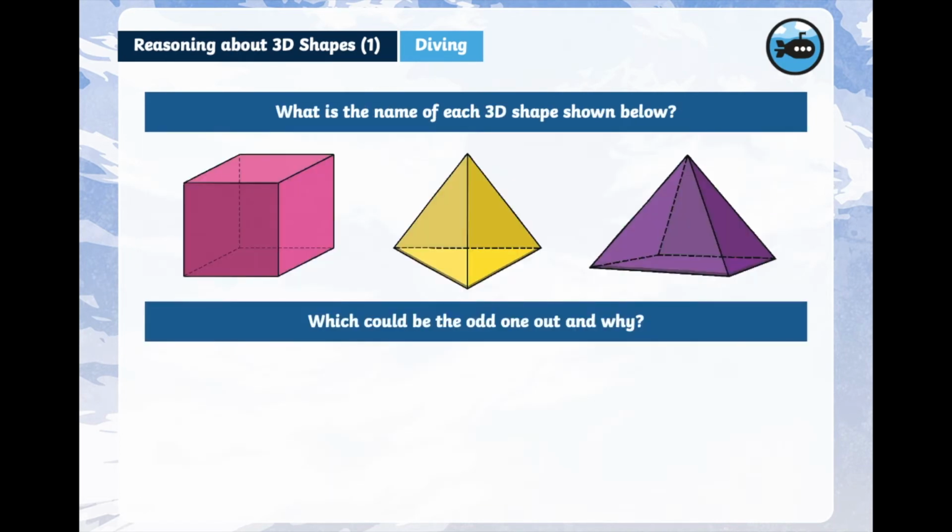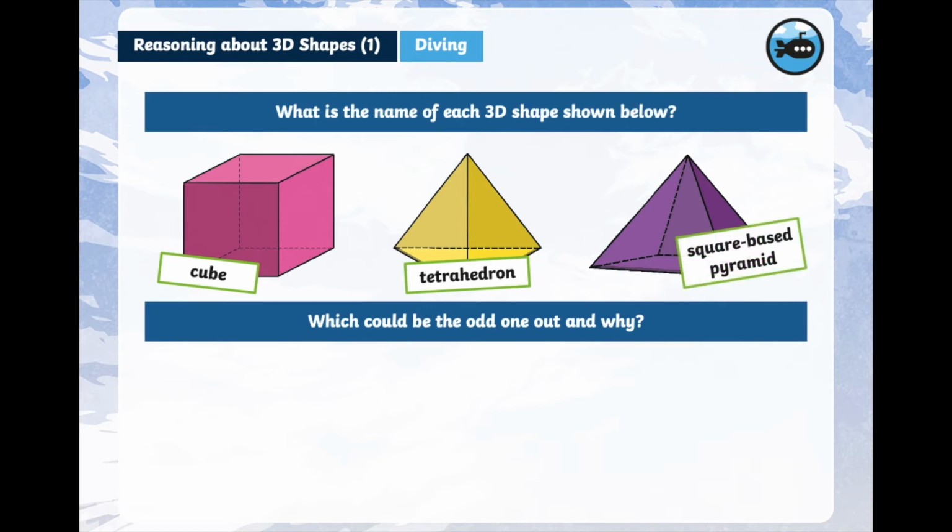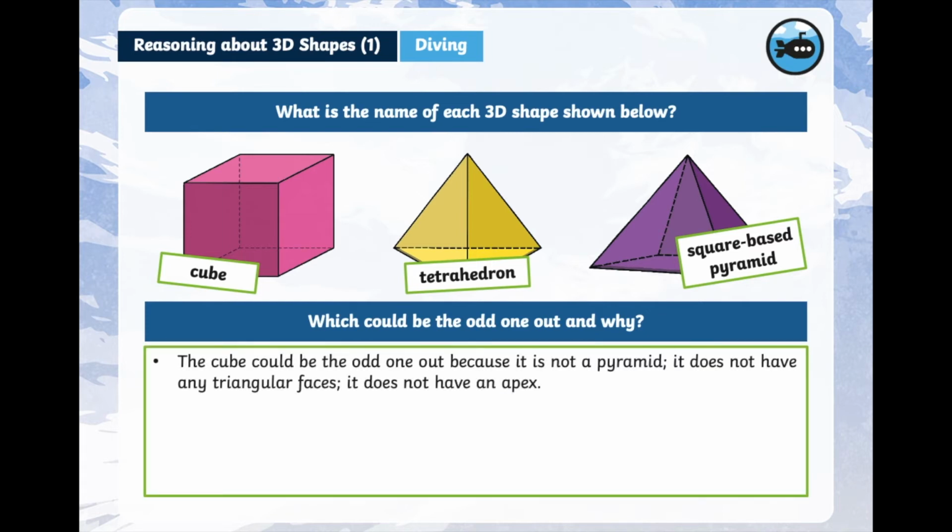What is the name of each 3D shape shown below? So the first one is a cube, the yellow one is a tetrahedron or triangular pyramid, and the purple one is a square-based pyramid. The cube could be the odd one out because it is not a pyramid, it does not have any triangular faces, it does not have an apex. Now an apex is the bit at the top of the tetrahedron and the square-based pyramid where those faces come to a point.